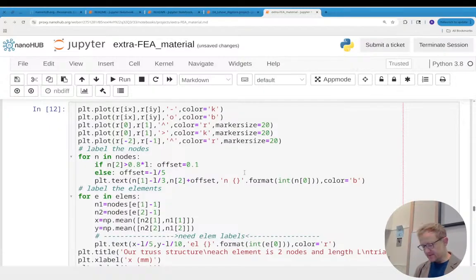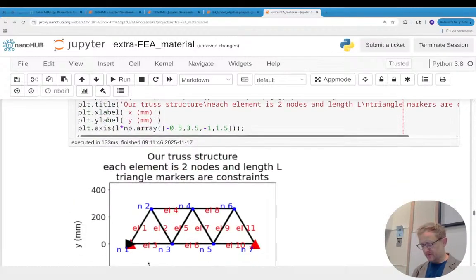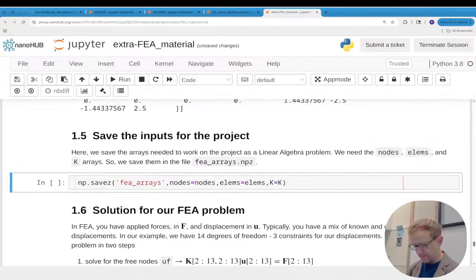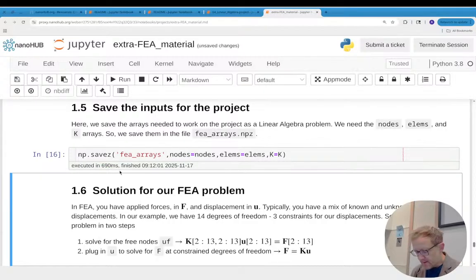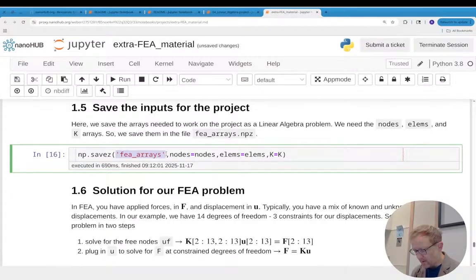So in this case, I'm setting up this bridge structure. And the thing that we load in is this FEA arrays. It has nodes, elements, and stiffness. So K, LMs, and nodes.